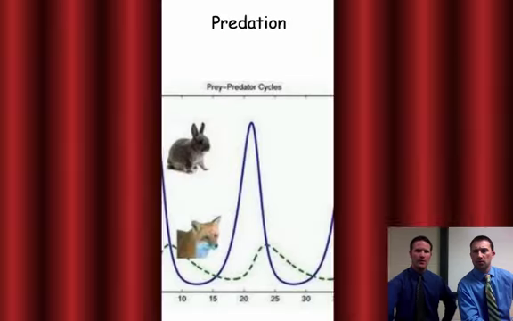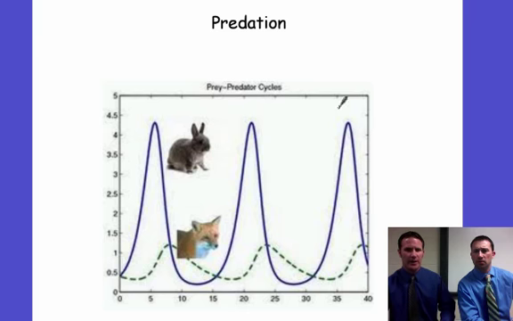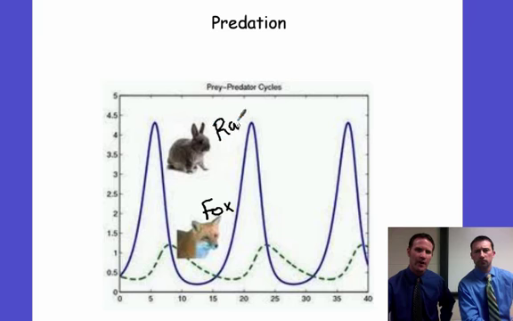Right? All right, so this is about predation. We have two organisms here that kind of coexist. Not always good for one of them, but this is a fox, and this is a rabbit.